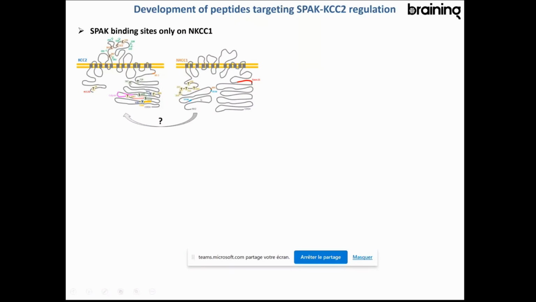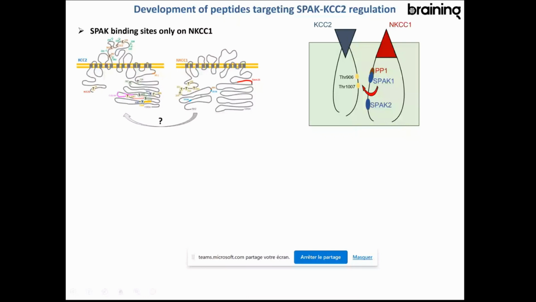And Erwan in the lab, who is a PhD student, is looking at a mechanism, by the way. He noticed that NKCC1 has two SPAK binding sites that are shown here, while KCC2 has none. So we propose that NKCC1 actually regulates KCC2 by recruiting SPAK to the membrane. So this is what is schematized here.